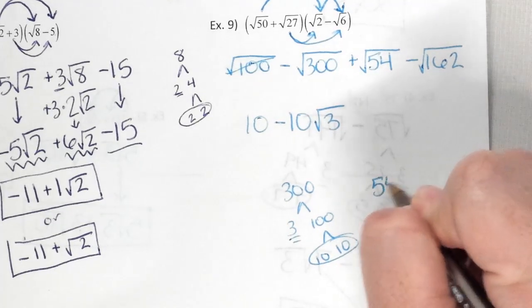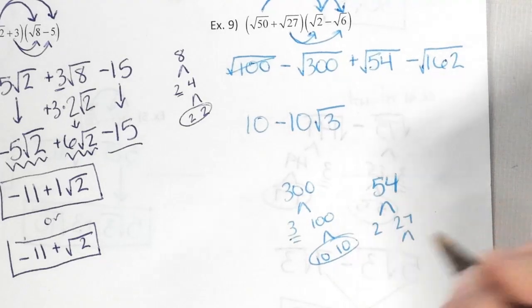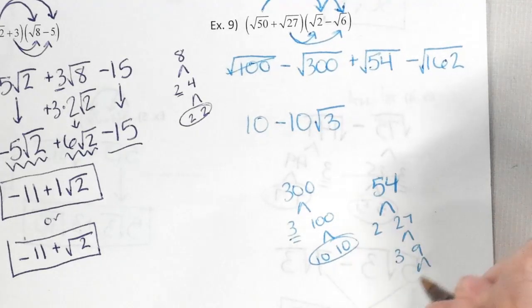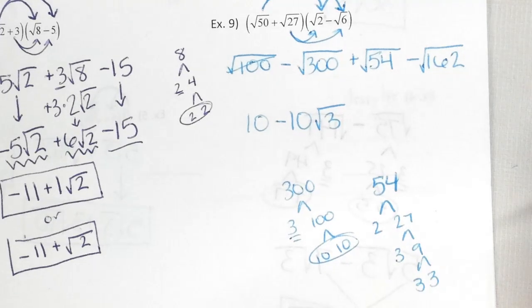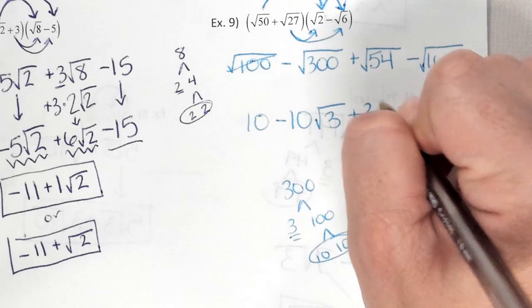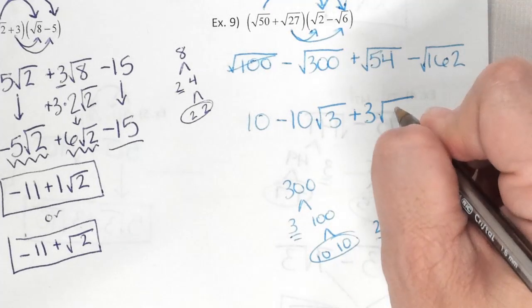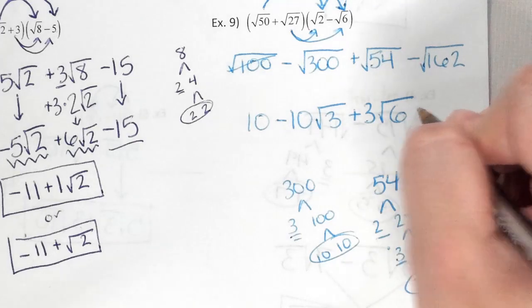Then we have 54. 2 goes into 54 27 times. 3 and 9. 3 and 3. So we have a 3 that matches. And what's going to go back in my house? Which gives me, yes, y'all are exactly right. So bring down my minus.